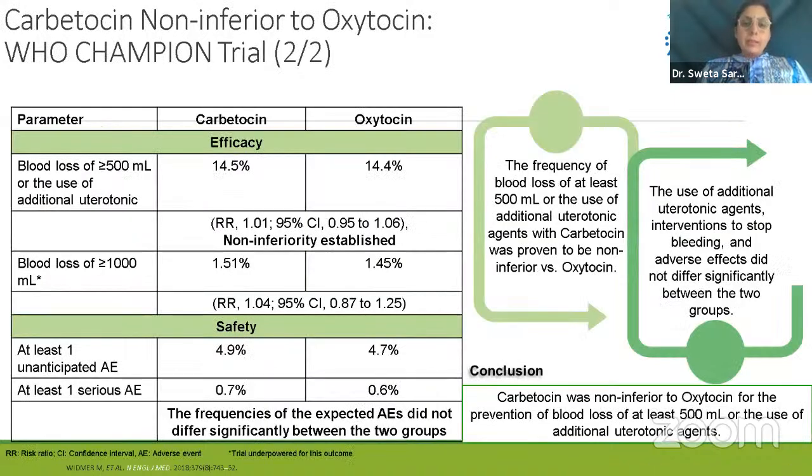So now we can see the results. To conclude, after the Champion study, it was concluded that carbetocin was non-inferior to oxytocin for the prevention of blood loss of at least 500 ml or the use of additional uterotonic drugs. Next.